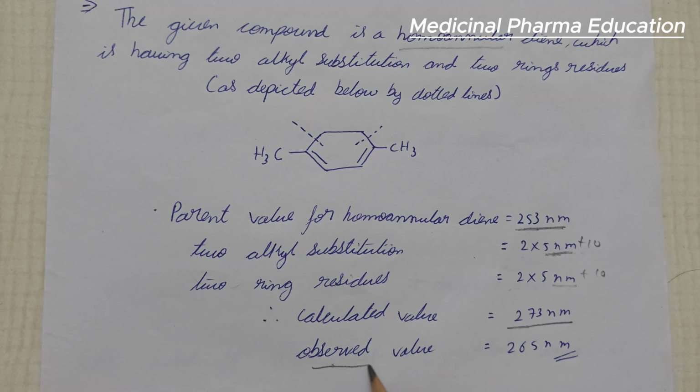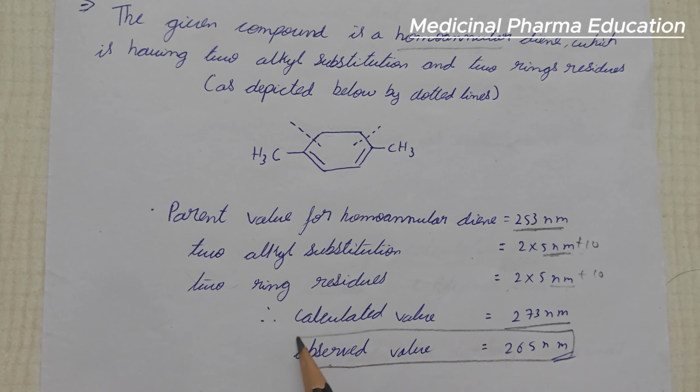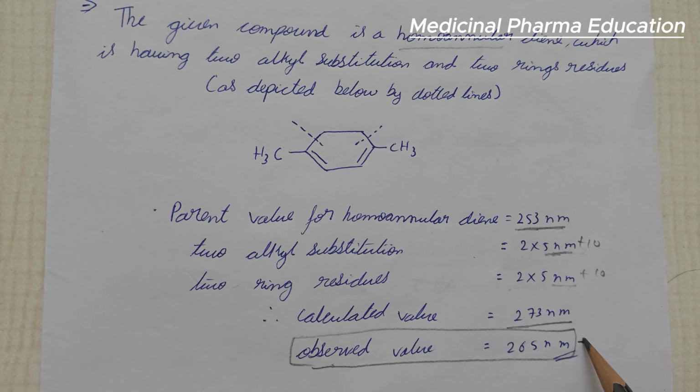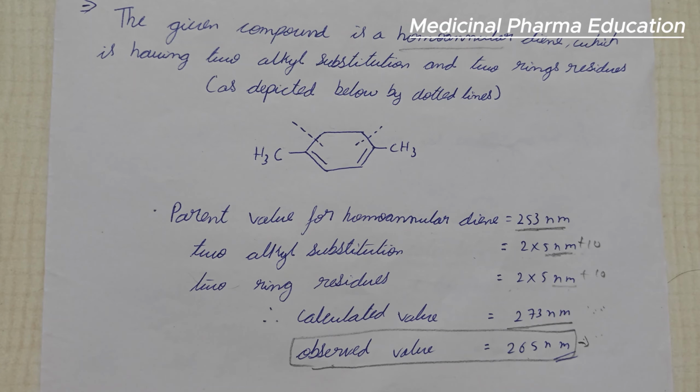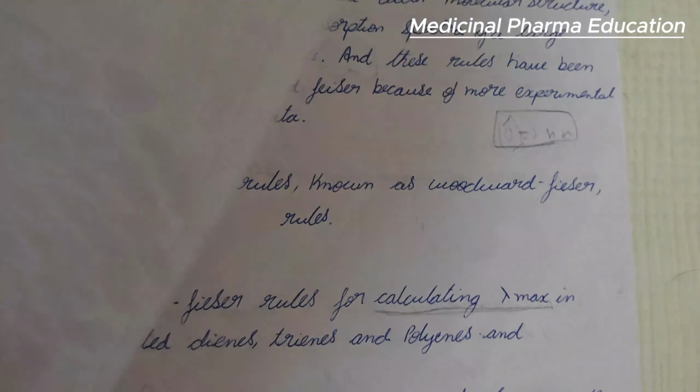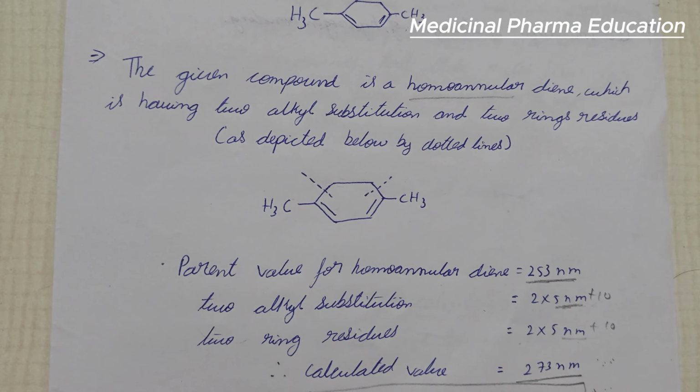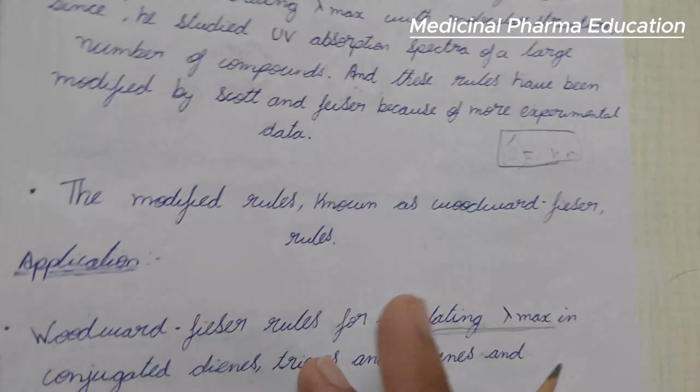But by the instrument, in the UV spectrometer, we observe 256 nanometers. See how close the relation is. This is the concept of the Woodward-Fieser rules, and I will give the standard table.